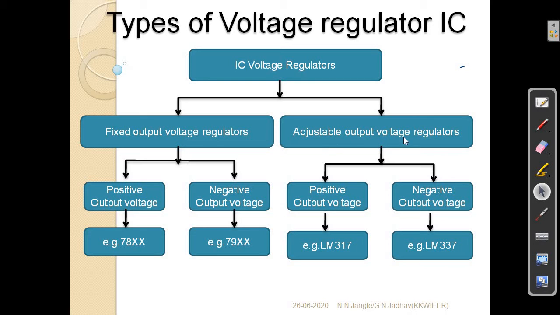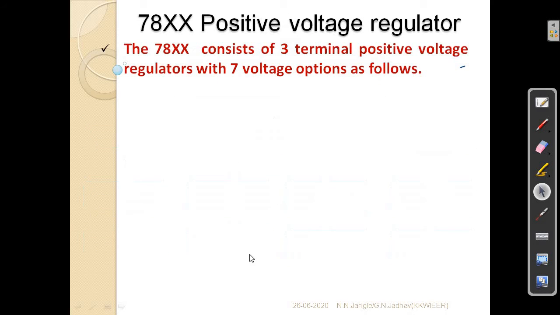Okay. Then second is the adjustable voltage regulator. Here the positive adjustable voltage regulator IC is LM317, whereas the negative output voltage regulator IC is LM337. Okay. So in this session we have to study this 78XX and 79XX series. So first the 78XX series. 78XX is a positive voltage regulator.